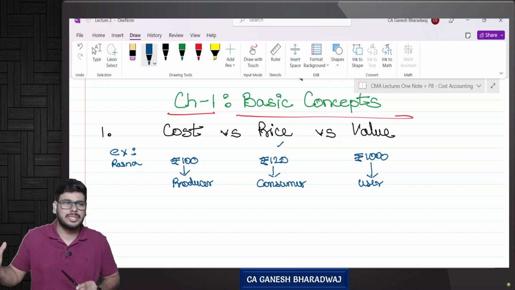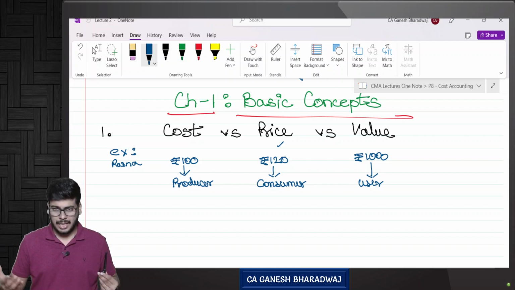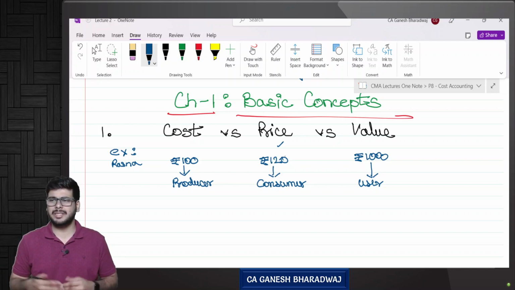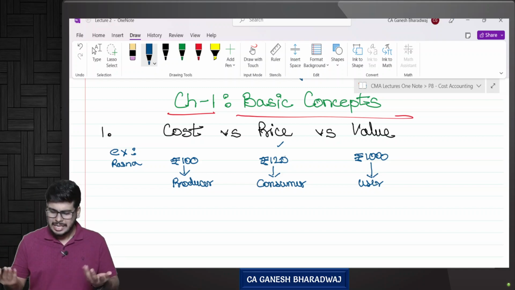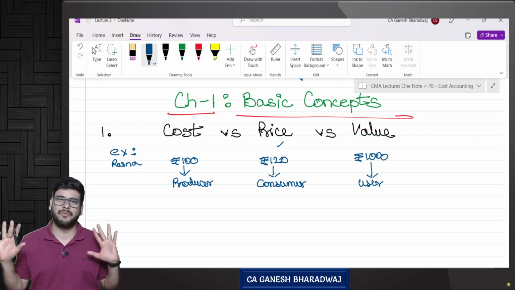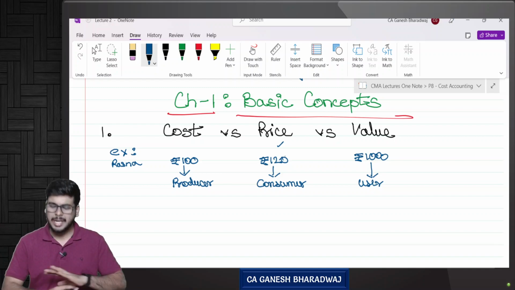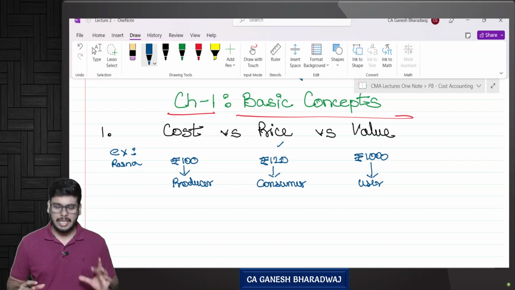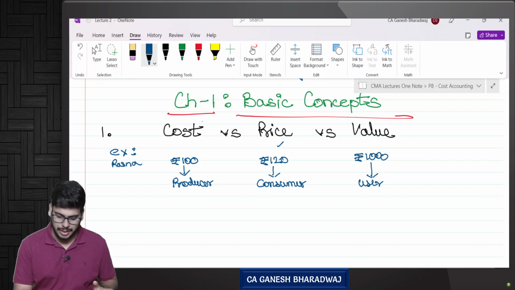And value is something that is very, very subjective. Let's say I drink the same rasna, maybe I might not feel that it's so good. I might even say that the value is zero, or maybe I can even give a negative value to this. So there is no concrete base for value. So why am I starting with this area? The reason is that generally students tend to confuse between the words cost, price, and value.